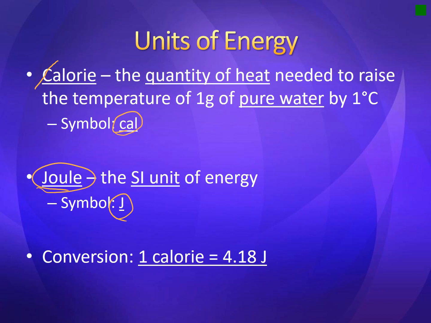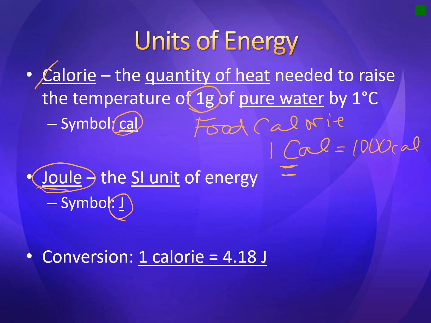What you're used to with calories is actually a food calorie. And what is a food calorie? A food calorie is 1 big Cal. Okay, this is capitalized. And so a capitalized calorie is equal to 1,000 little calories. So basically 1 food calorie can raise 1,000 grams of water 1 degree Celsius.